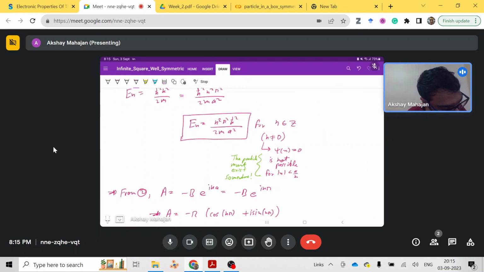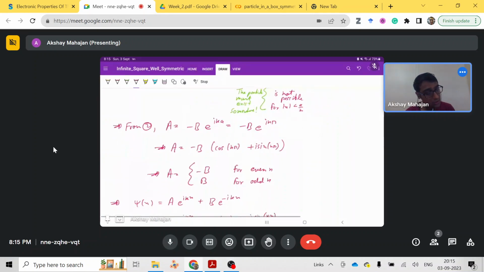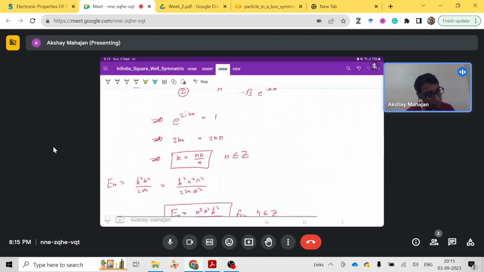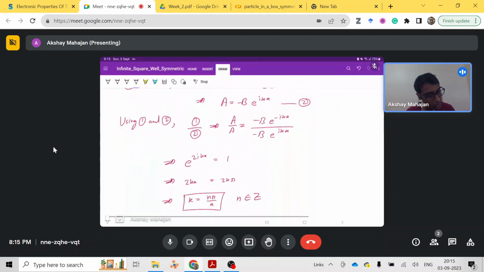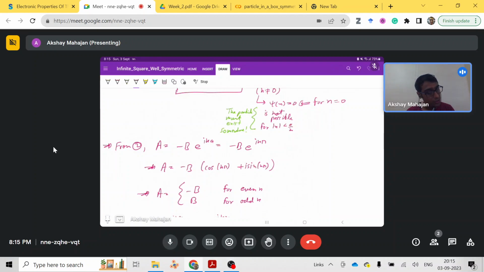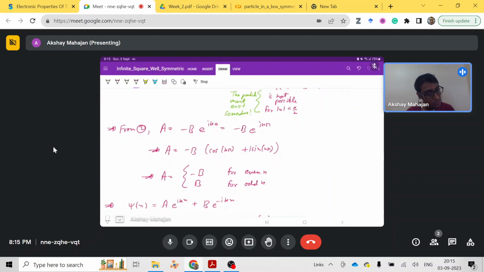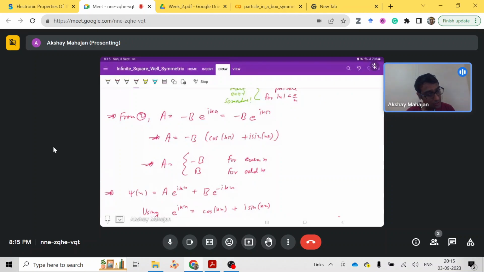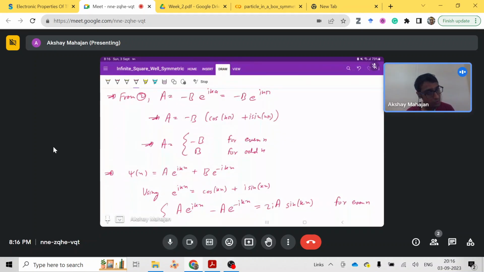For n equals 0 we would have psi(x) equals 0, which is not possible for mod of x less than a by 2. The particle must exist somewhere. Now from the second condition, A equals minus B e to the power iota ka, and we can put the value of k as n pi by a. It will be minus B e to the power iota n pi, and we can open this e to the power iota n pi as cos n pi plus iota sin n pi. And from here we have A equals minus B for even n and B for odd n.